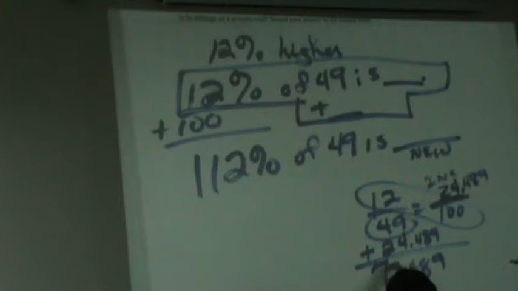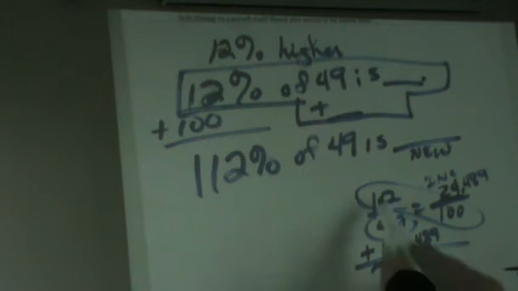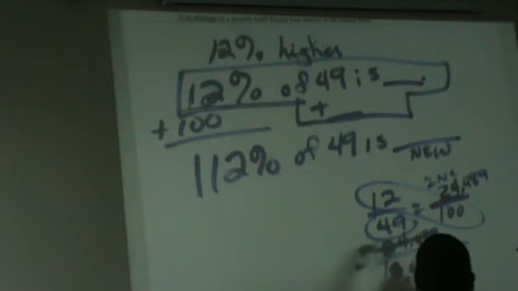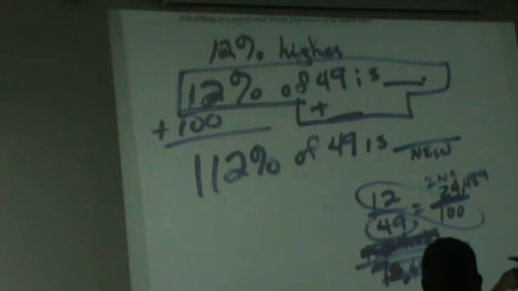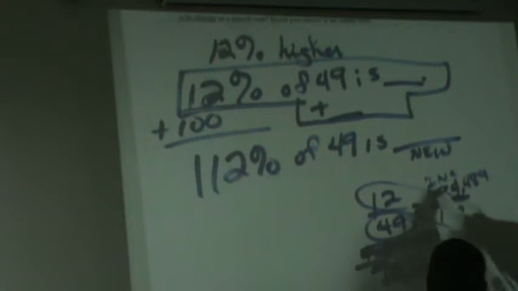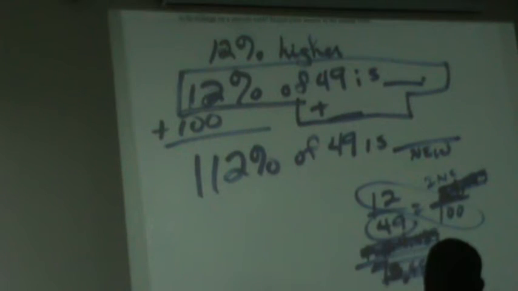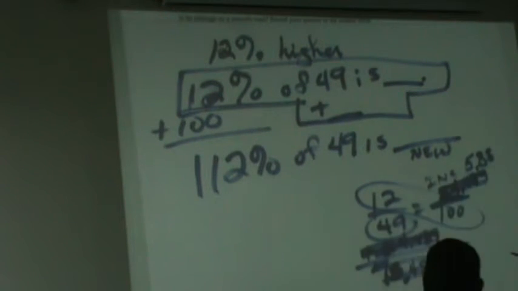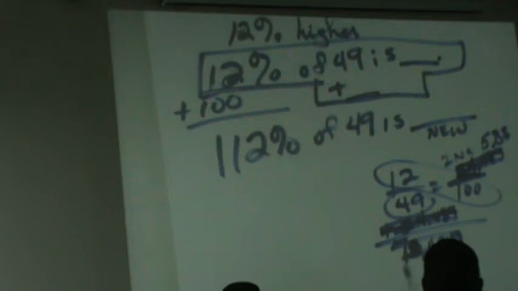So now it gets 73. Are you sure about 12%? That's like half of it. I don't think this is right. What's 12% of 49? 1,200 divided by 49, that's 5.88. That sounds more like it, because it's not going to get 73 miles a gallon.